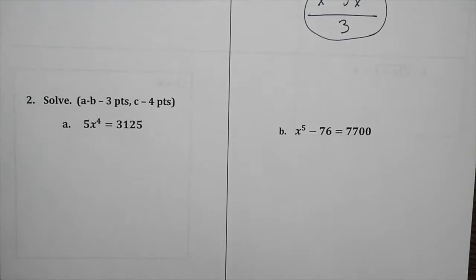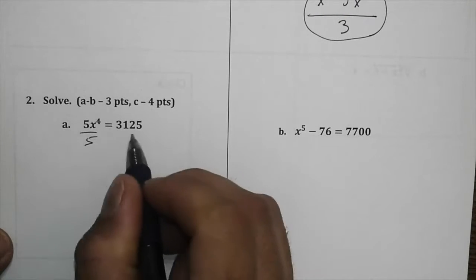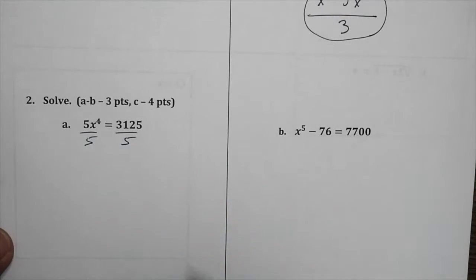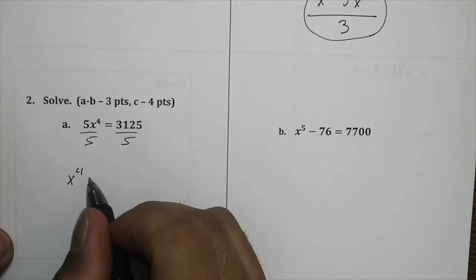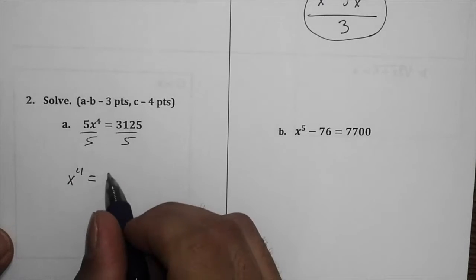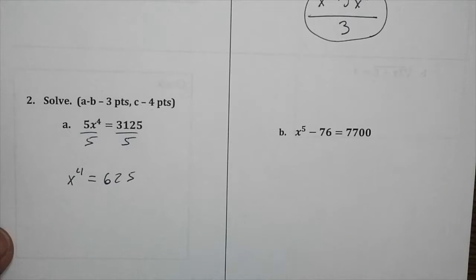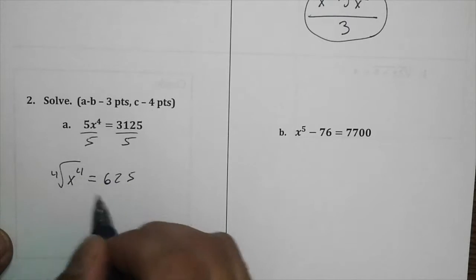All right, so number 2a. We want to get whatever is being raised to the exponent by itself. So I'm going to divide both sides by 5. It's going to be x to the 4th is equal to 625. Then I want to take the 4th root of both sides.